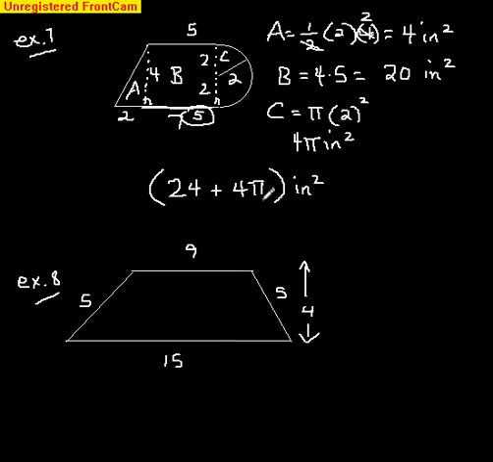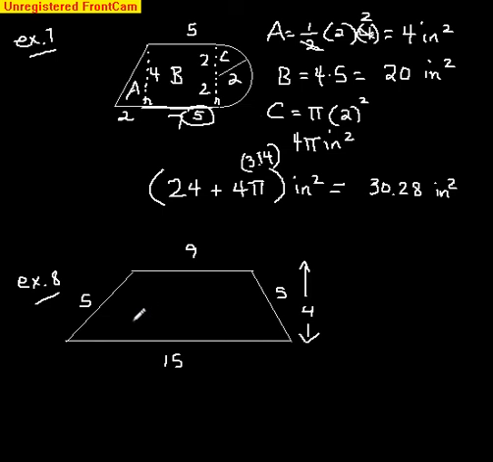If you want to match the answer in the back of the book, you can multiply 4 times 3.14 and add it to 24, and you'll get the answer in the back of the book, which, if you're curious, is 30.28 inches squared. So in these kinds of problems, you just need to figure out how to divide them up and then find the area of each part.